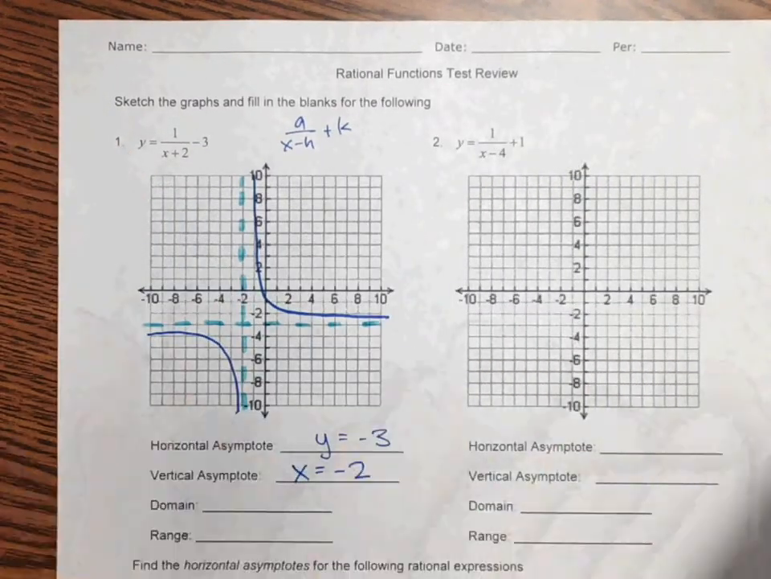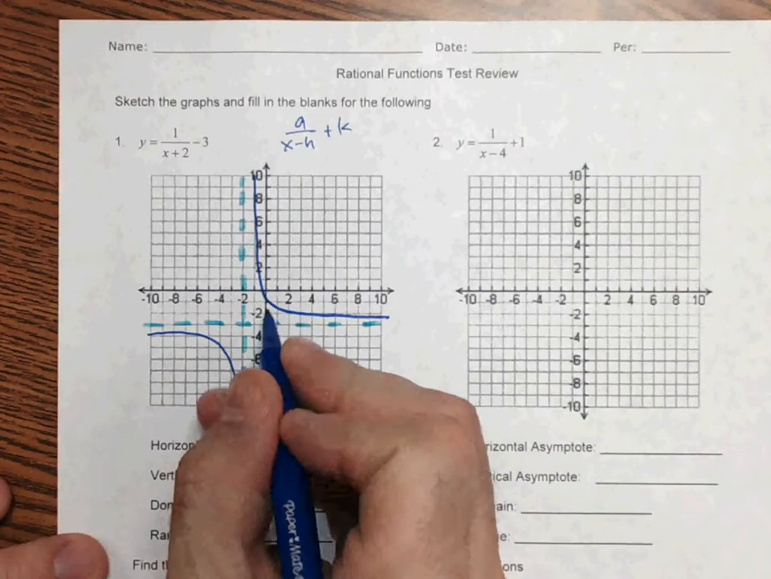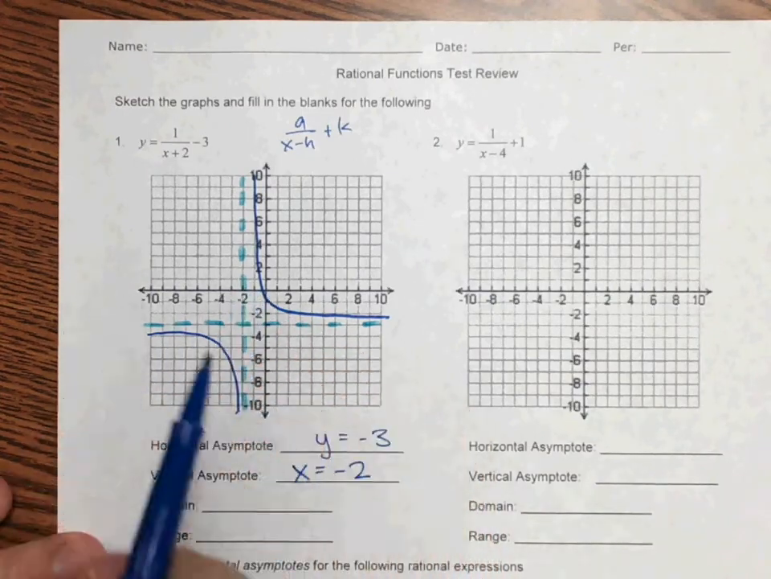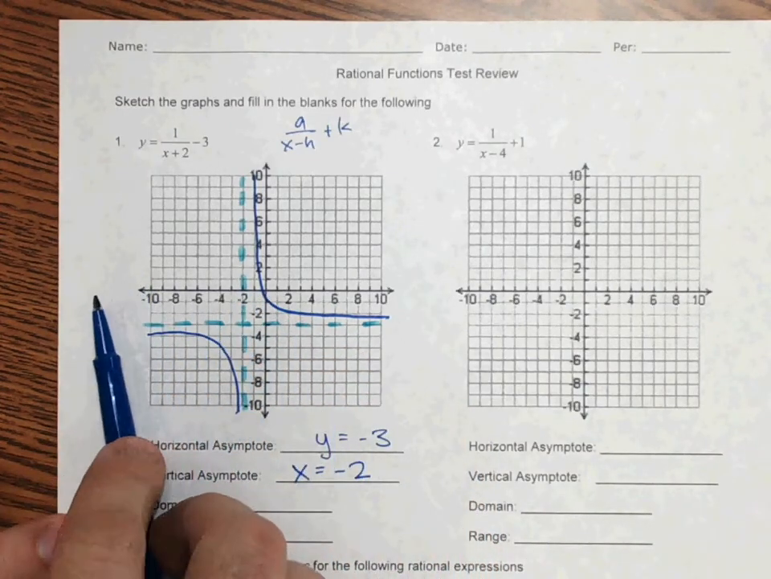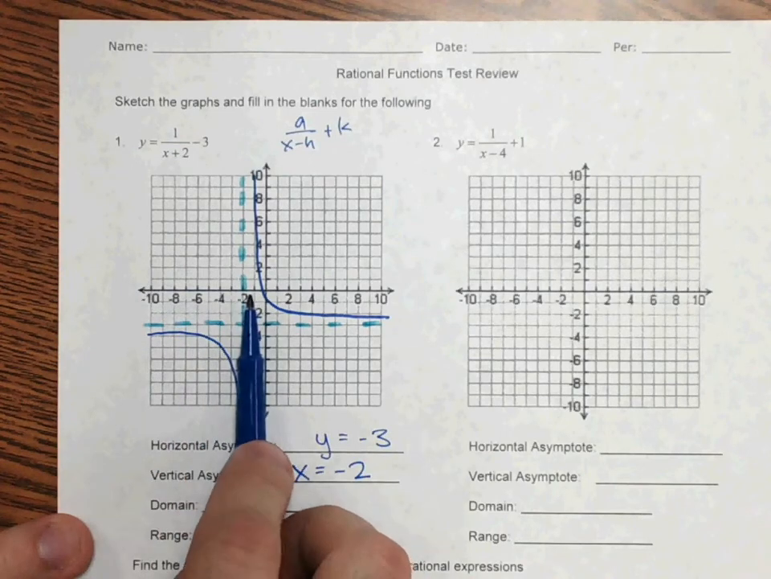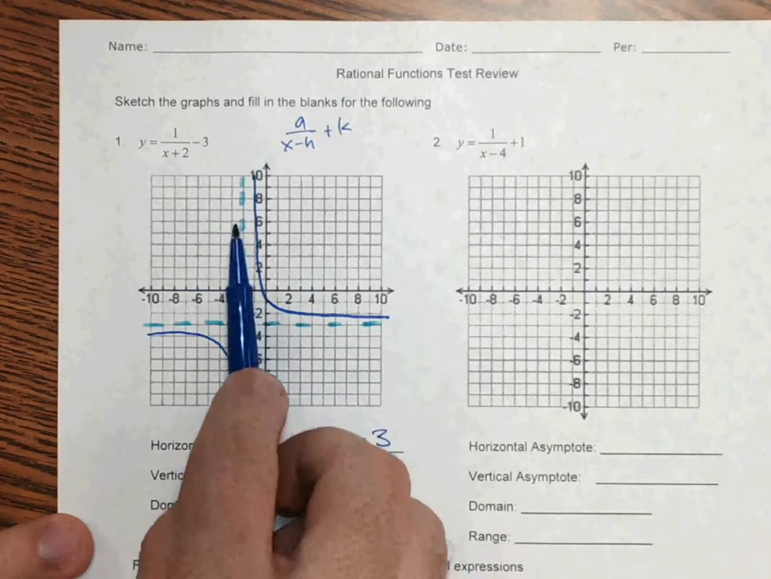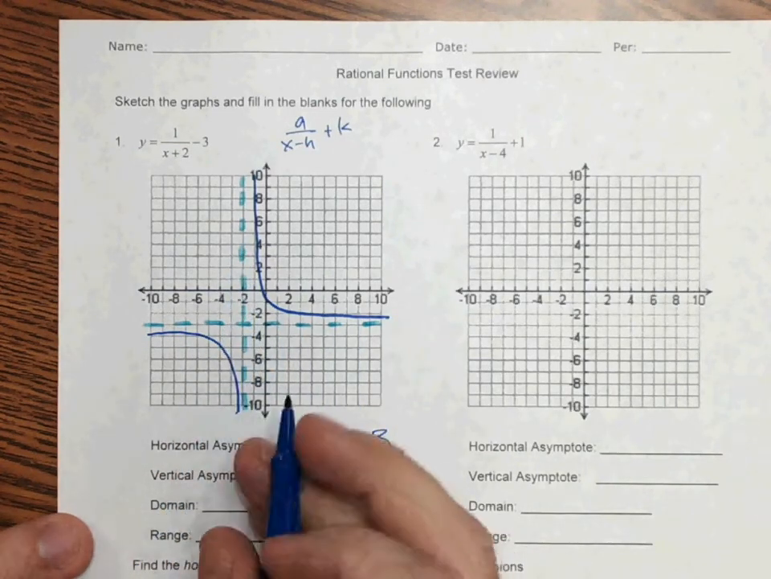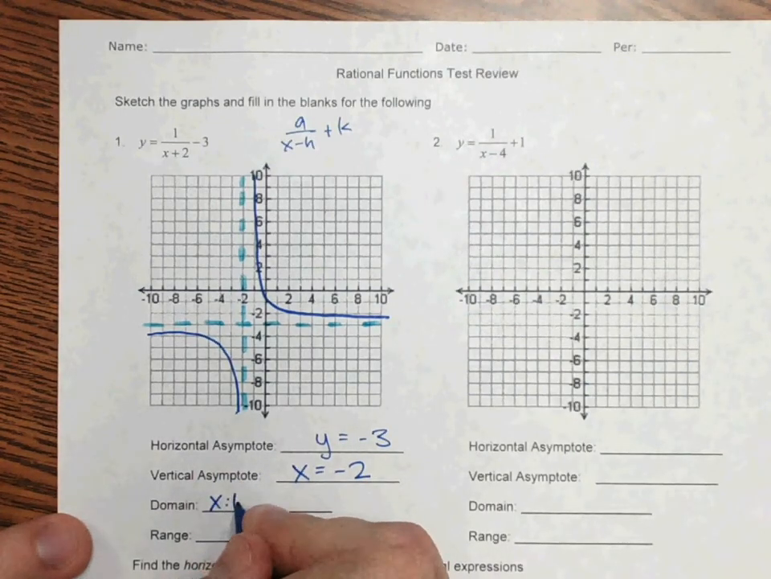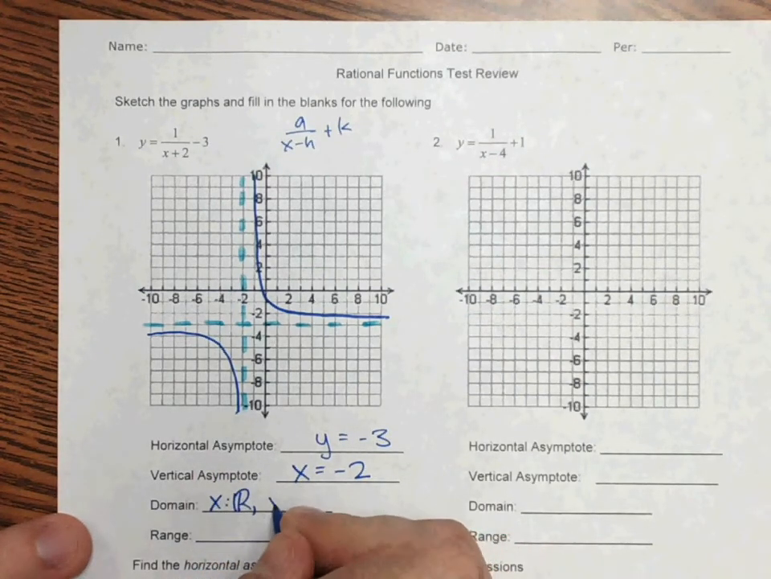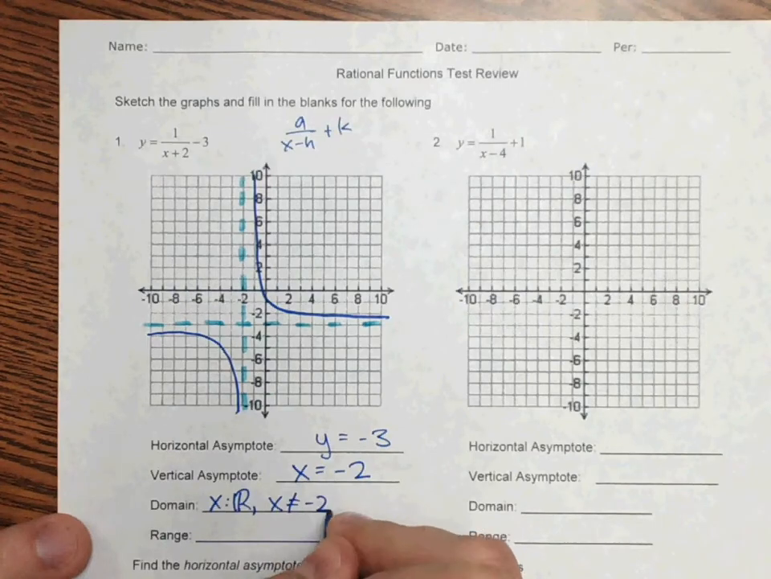Now for domain, it's going to be all real numbers except wherever the asymptote is. So if we're going from left to right, it's from negative infinity to negative 2, and then from negative 2 to infinity, but it doesn't equal negative 2. And the easiest way to show that is to show x is all real numbers, x does not equal negative 2.